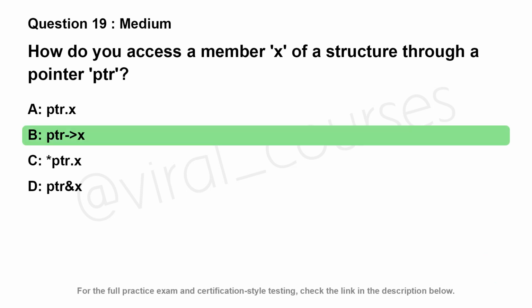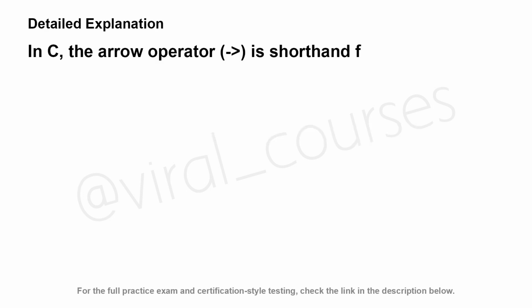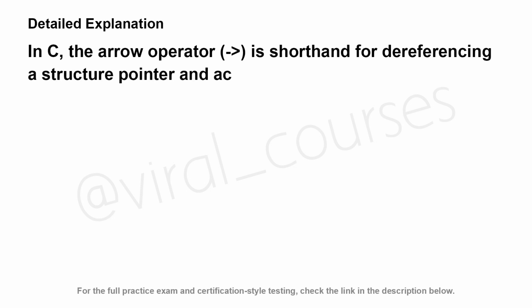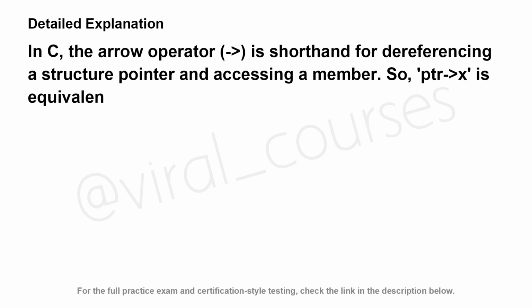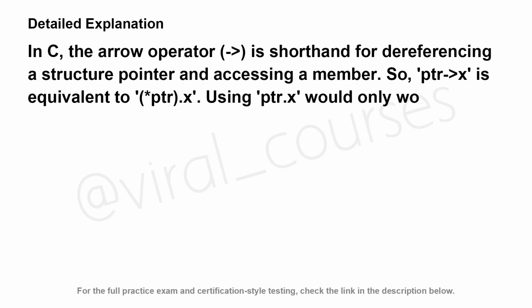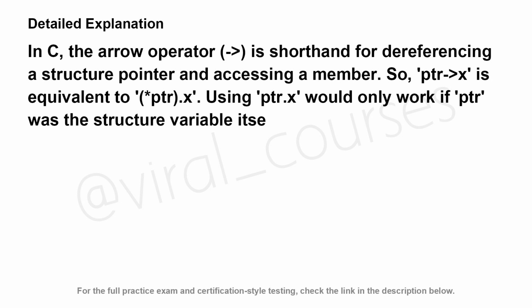The correct answer is B. In C, the arrow operator -> is shorthand for dereferencing a structure pointer and accessing a member. So, PTR->X is equivalent to (*PTR).X. Using PTR.X would only work if PTR was the structure variable itself, not a pointer.